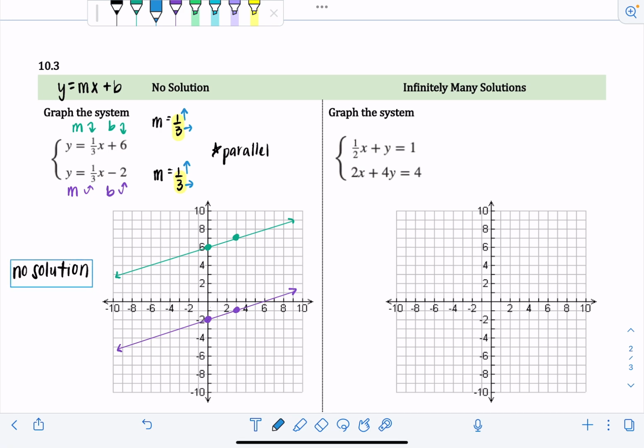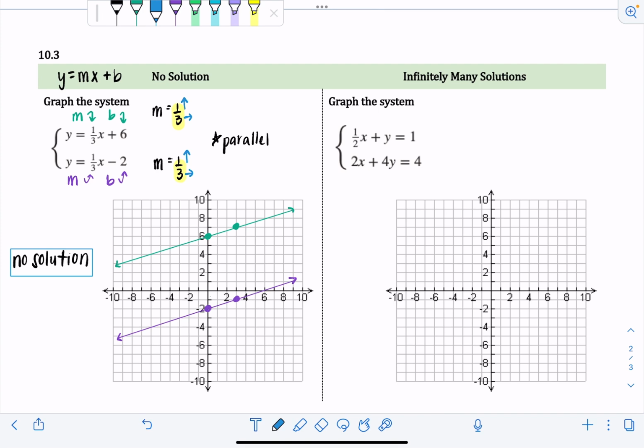Okay, and then the second problem, this is the last one for today. The other situation is called infinitely many solutions. It's what it sounds like, there's infinitely many, as many as possible. The first equation, actually both of them, sorry, are no longer in slope-intercept form. They're in standard form, which is ax plus by equals c.